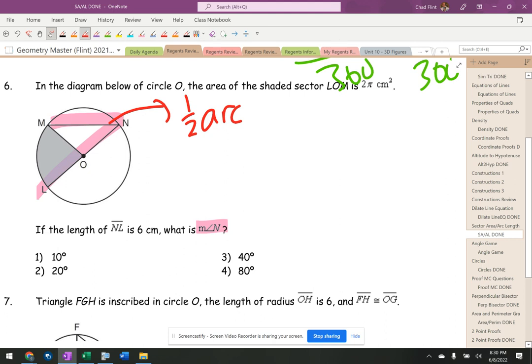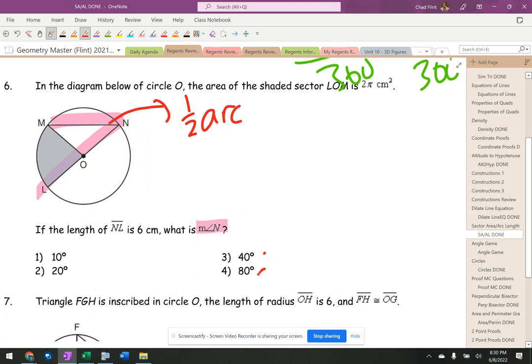Because what's going to happen is I'm going to end up getting probably 80 for my answer when I do my problem, but the answer is not going to be 80, it's going to be 40, so it's going to be half of 80. I'm going to get 80 for my arc. That's what I'm trying to say. All right, but let's see.